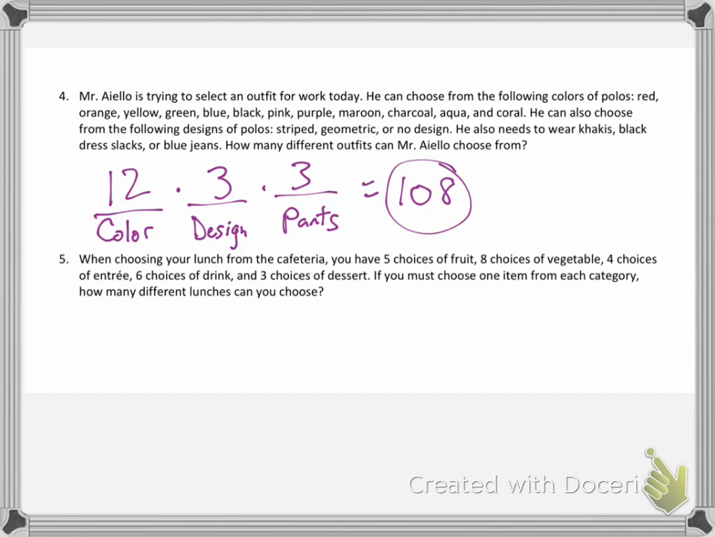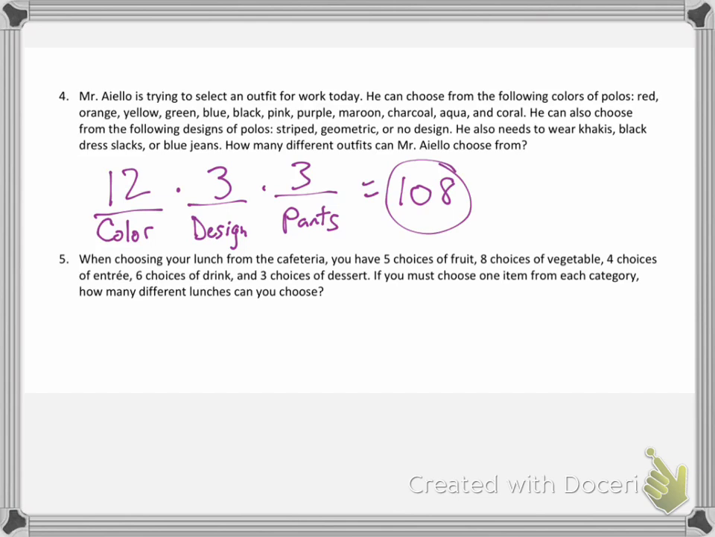Number 5 is a very similar problem to number 4, because again, you're given all the categories pretty nicely laid out here. So choosing your lunch from the cafeteria, you've got 5 choices of fruit, 8 choices of vegetable, 4 choices of a main entree, 6 choices of drink, and 3 choices for dessert. If you have to choose one item from each category, how many different lunches can you choose?